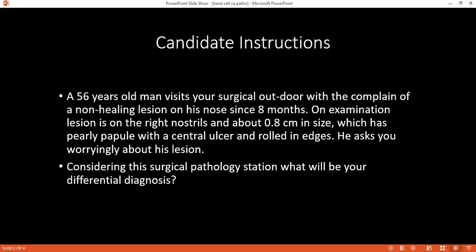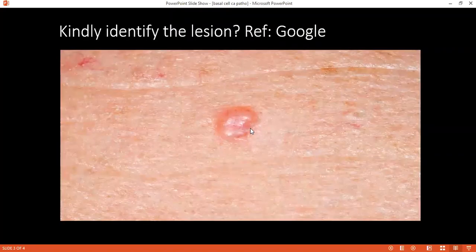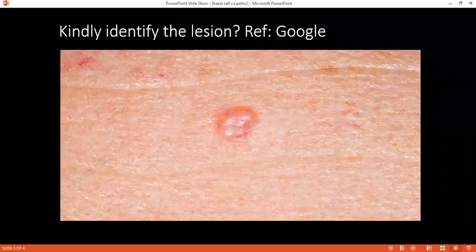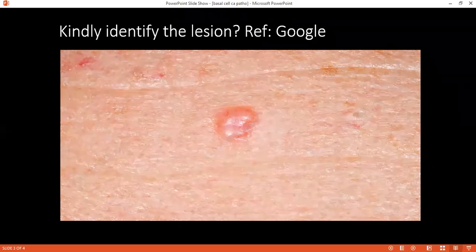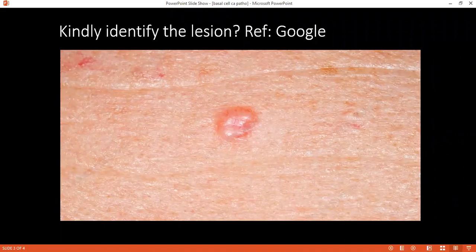Right. So if you have read and understood, considering this surgical pathology station, kindly tell me if you can describe the lesion you're looking at, please. Okay, it's a raised, papular lesion with rolled edges and some surrounding telangiectasia. Very good.